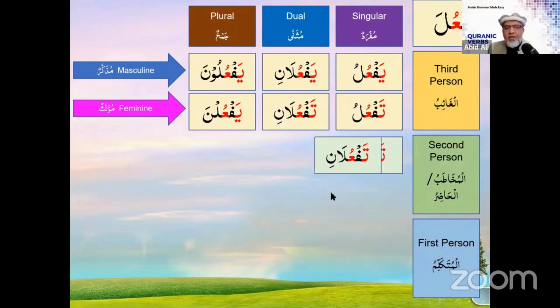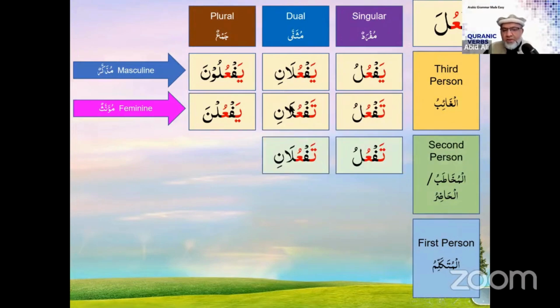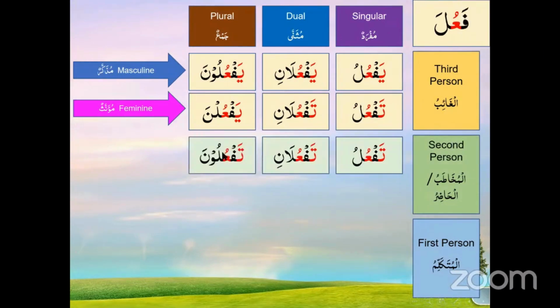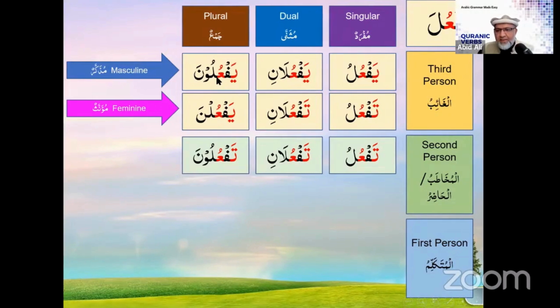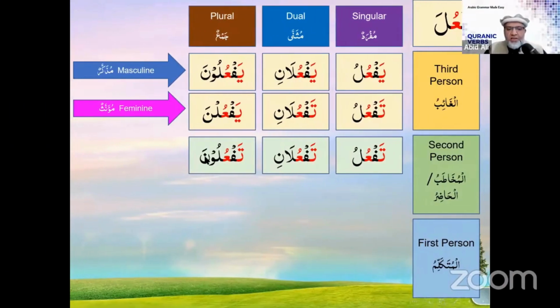So then taf'ulani. These are still the same. Taf'aluna, taf'uluna, yaf'uluna, taf'uluna. So over here: they do, they are doing, they will do. Taf'alu, taf'ulani, taf'uluna. This is mudakkar.